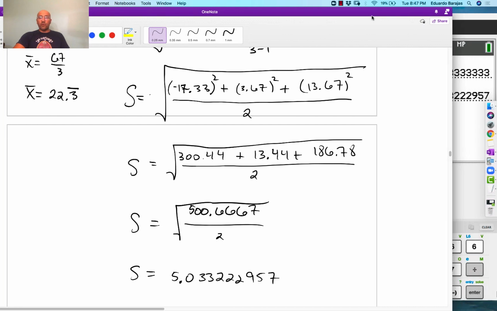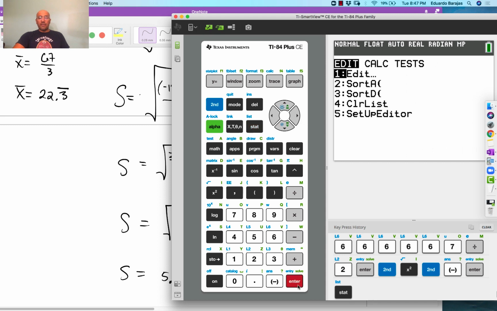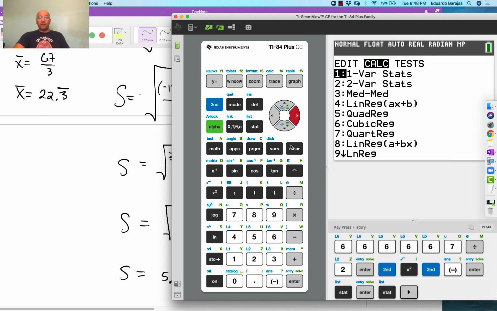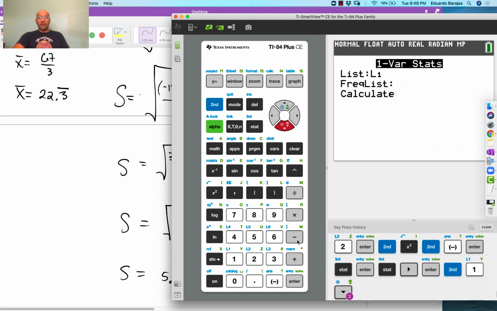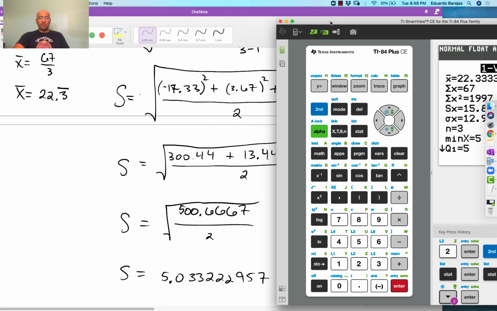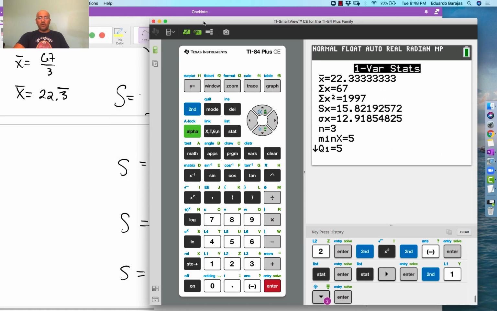Okay, well, the easiest way to do that is to go back to our stat. Remember that list 1 is the one that has the original 3 numbers. So we're going to go to stat, calculate, one variable statistics, and now we're going to do L1. Make sure that the frequency is blank, hit enter under calculate, and then notice that right here, S, whoa, way off. What did I do? Something wrong. I'm blaming you guys.